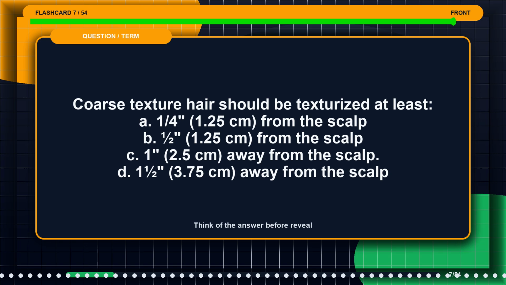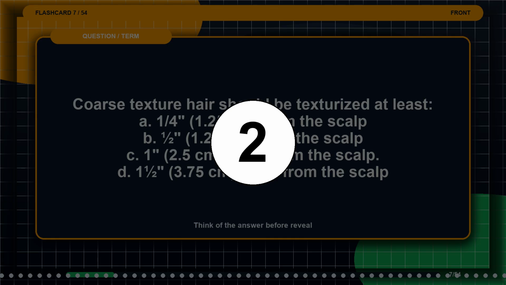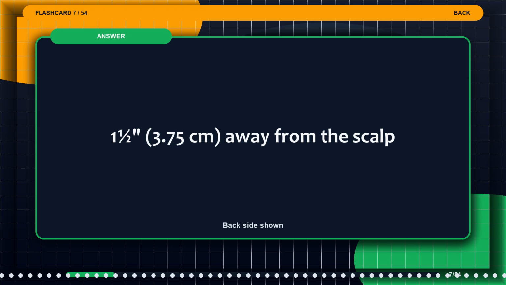Flashcard 7. Coarse texture hair should be texturized at least A. 1/4 inch (1.25 centimeters) from the scalp, B. 1/2 inch (1.25 centimeters) from the scalp, C. 1 inch (2.5 centimeters) away from the scalp, D. 1 1/2 inches (3.75 centimeters) away from the scalp. Pause and think of the answer before the reveal. The answer is 1 1/2 inches (3.75 centimeters) away from the scalp.